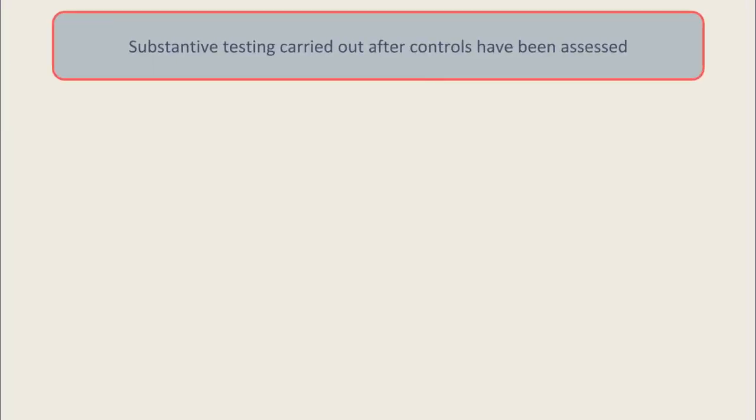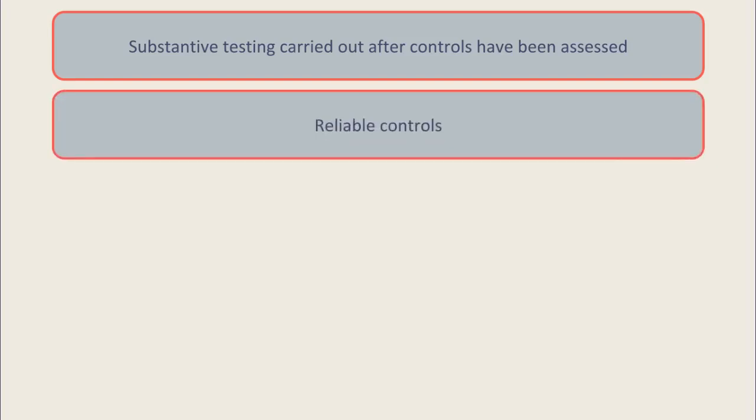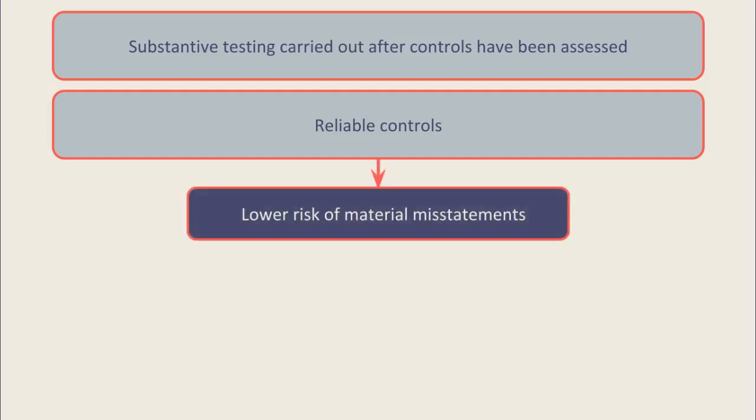Substantive procedures are carried out in the main after the controls have been assessed. The level of substantive testing will depend on how reliable the control systems are, as the more reliable the controls, the less likely there will be material misstatements. The main aim of the auditor is to identify material misstatements and ensure the financial statements are true and fair.